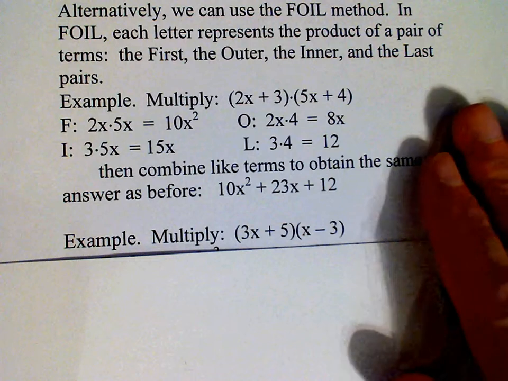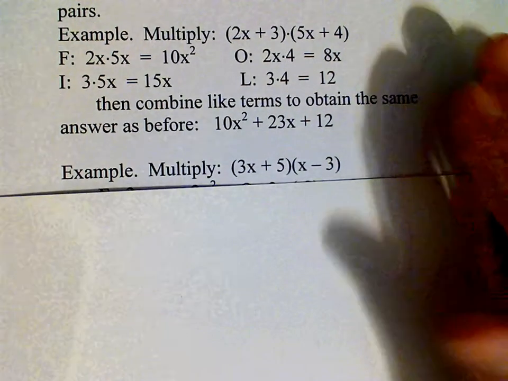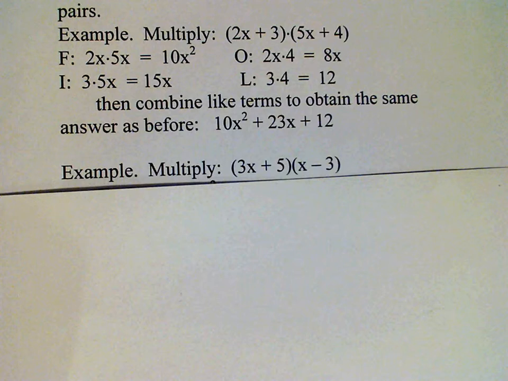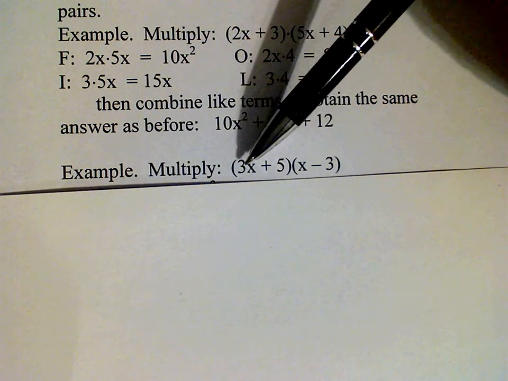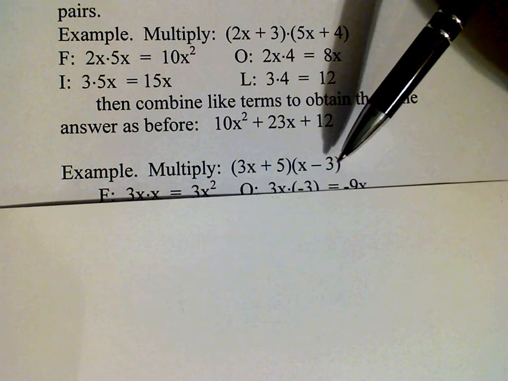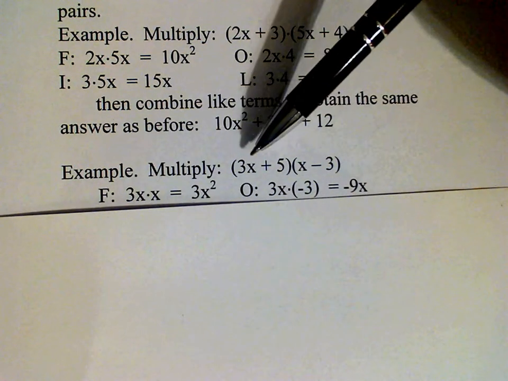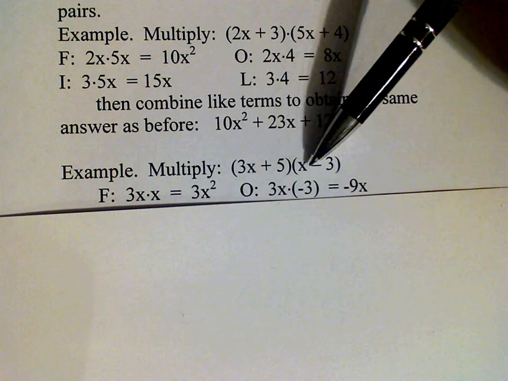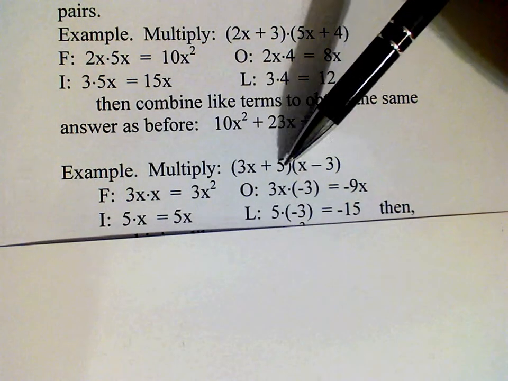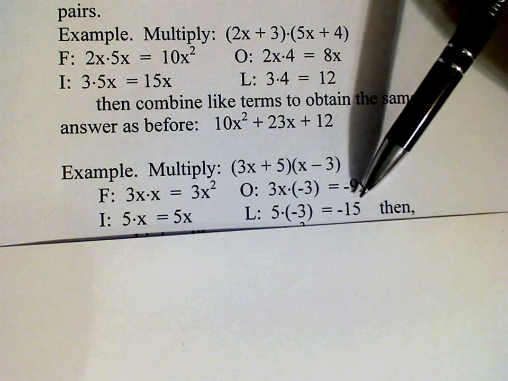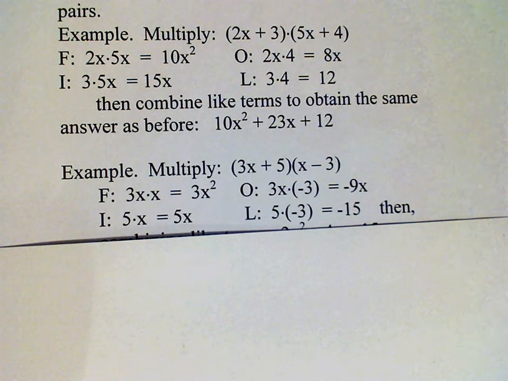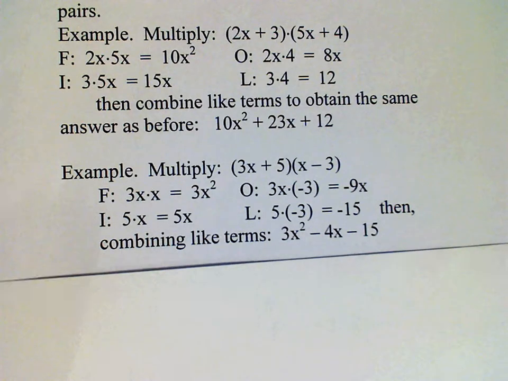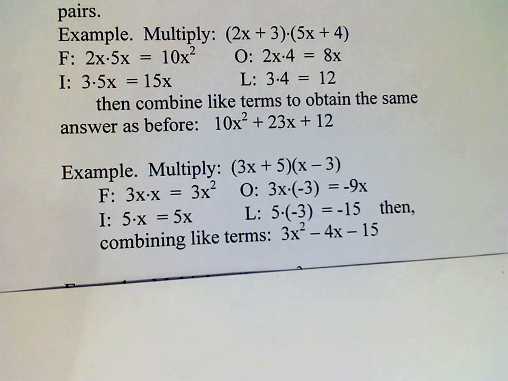Let's do another example using FOIL. 3x plus 5 times x minus 3. F, 3x times x, or 3x squared. O, 3x times negative 3, negative 9x. Then I, we have 5 times x, or 5x. And L, 5 times negative 3, or negative 15. The 5x and the negative 9x are like terms, so we can combine to get negative 4x, and the final answer is 3x squared minus 4x minus 15.